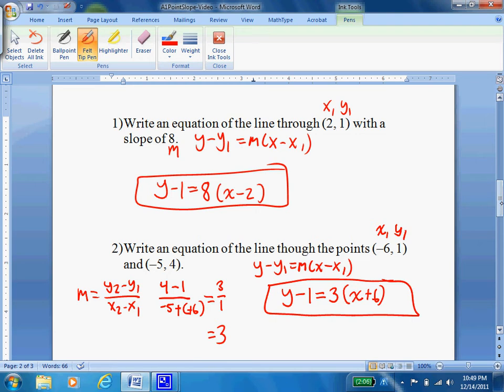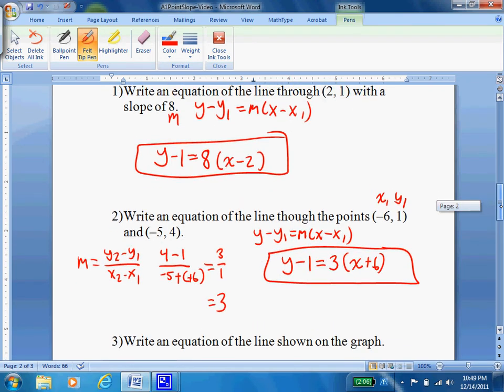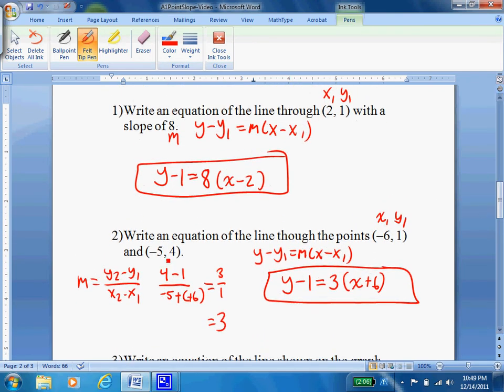So y minus 1 equals 3 times the quantity x plus 6, or if I use (-5, 4) as my other point, I could also write y minus 4 equals 3 times x plus 5. Both lines would be exactly the same thing, and so we have two acceptable answers, two equations for the same line.